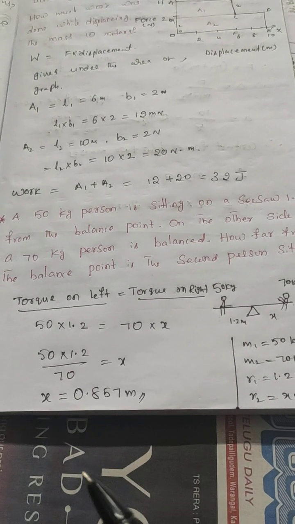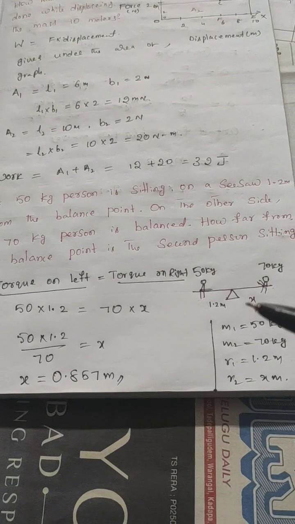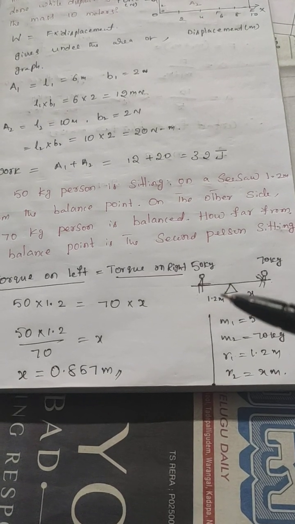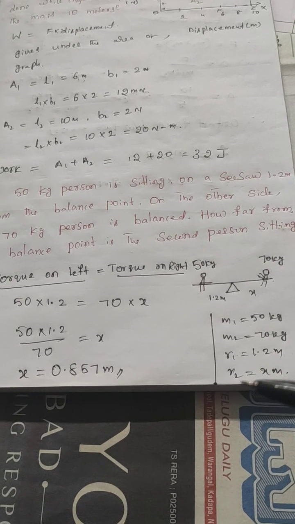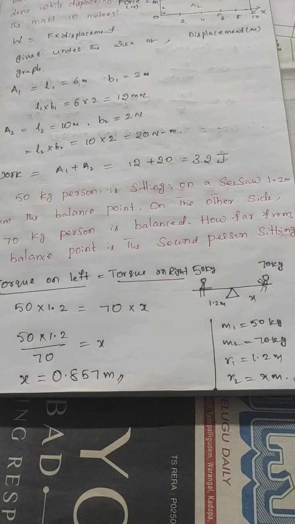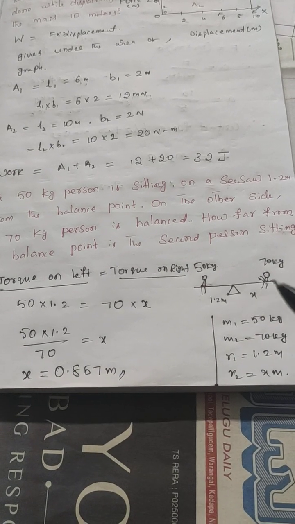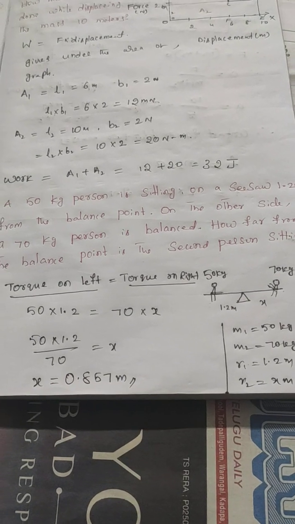6 by 7 gives 0.857. Here the given values: m1 is 50 kg, m2 is 70 kg. The first distance r1 is 1.2 meters, the second distance r2 is x meters. Whenever these two persons are balanced, the second distance is 0.857 meters.